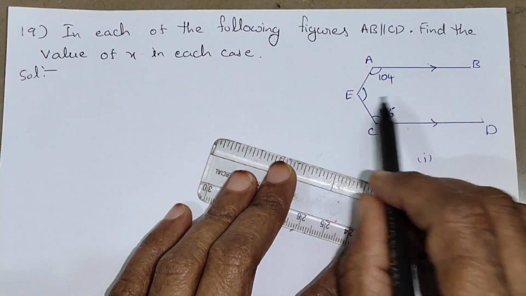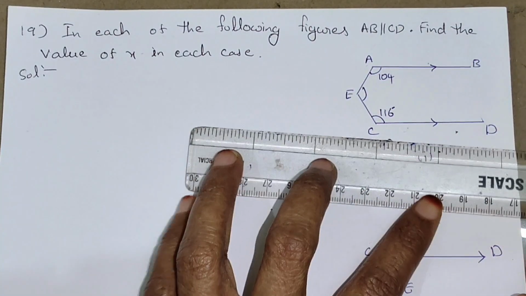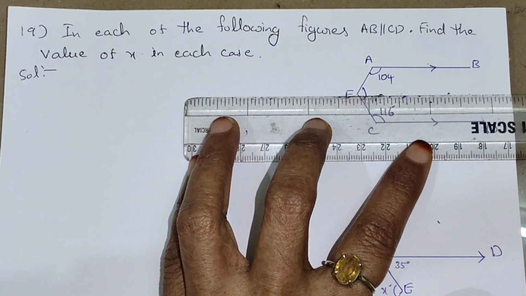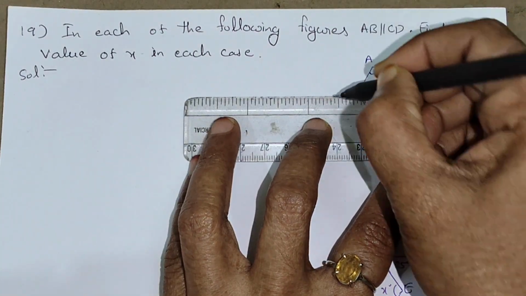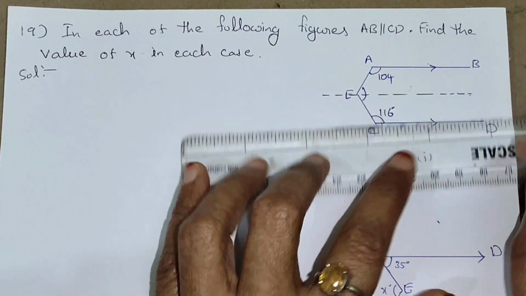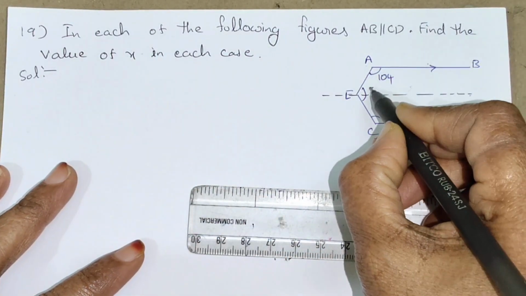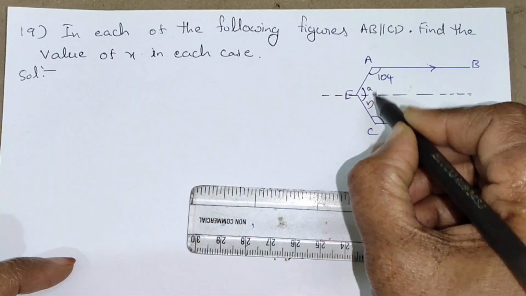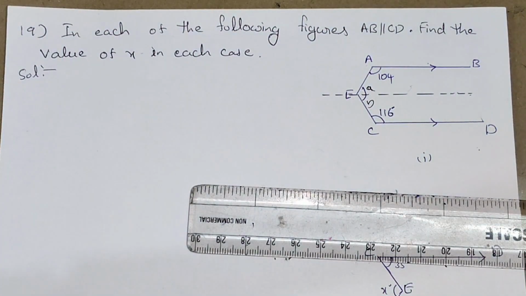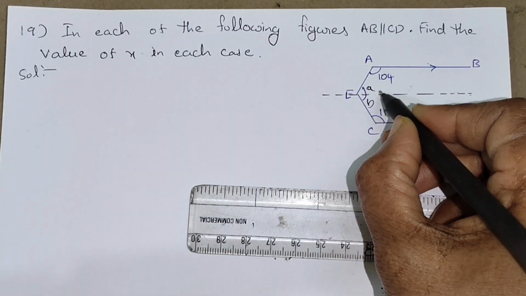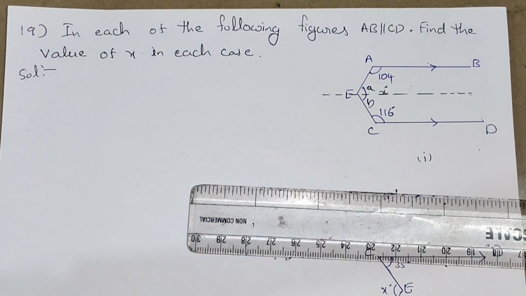So this is the first diagram. Now we draw the line parallel to AB and CD. Here two angles are formed. This angle is divided into two angles, A and B. First one is the A angle and second one is the B angle. So this complete angle is x degrees, we find that one.